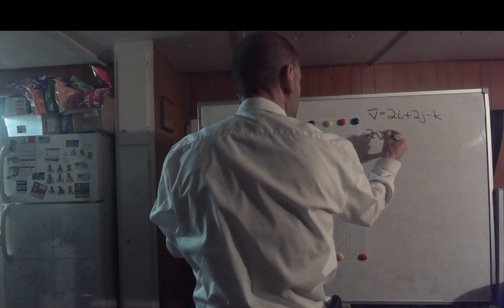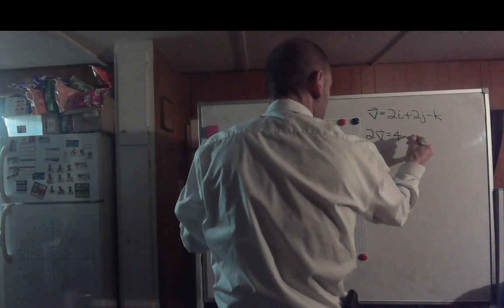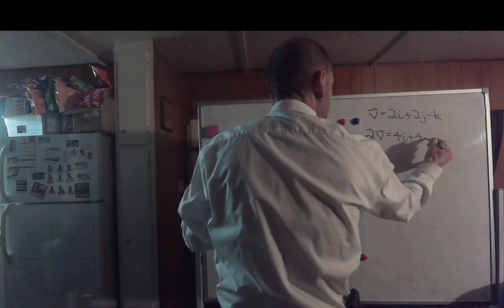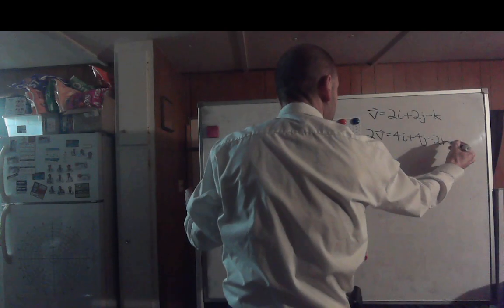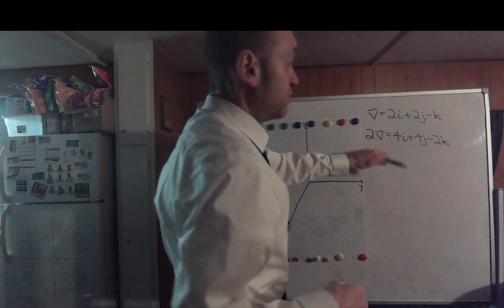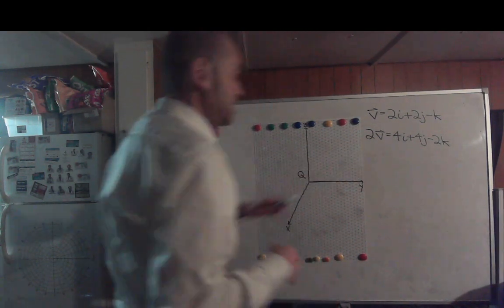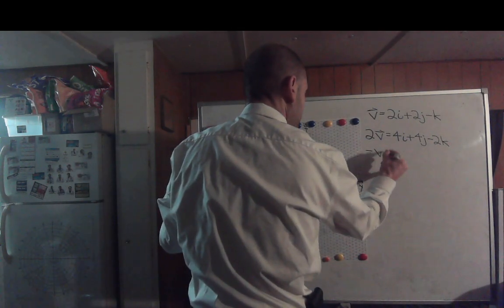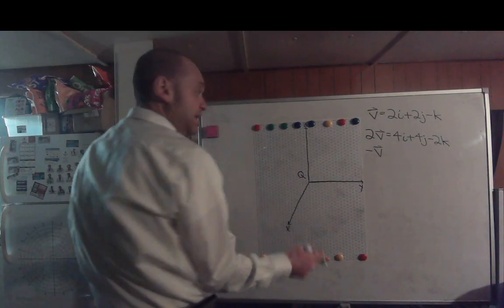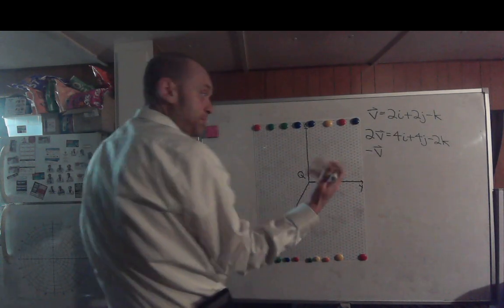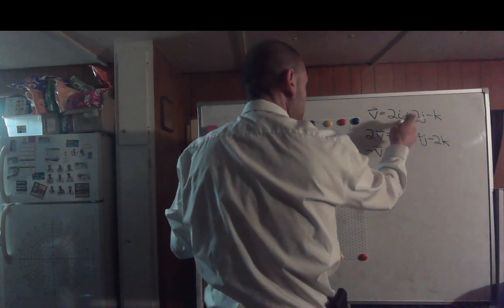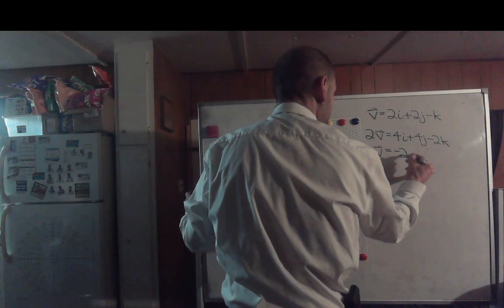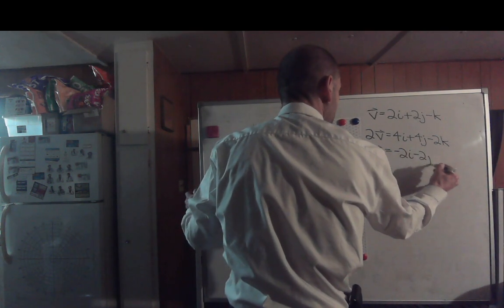So let's take 2 times vector v. Let's distribute that through the linear combination. You would end up getting 4i plus 4j minus 2k. And again, this would be a vector moving in the same direction because it's a positive scalar. Now let's take the negative of v. If I take the negative, that just means I'm getting a vector moving in the opposite direction. I'll just distribute my negative through the linear combination. I would get negative 2i minus 2j plus k. That would be the negative of my original.